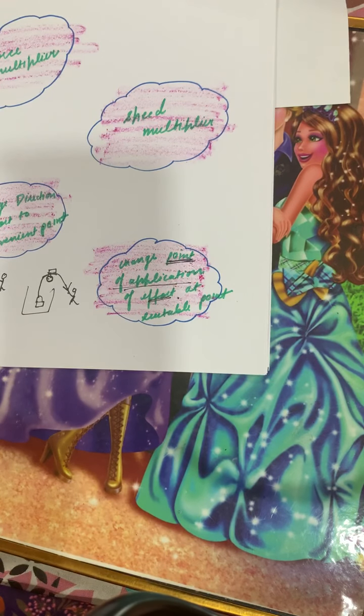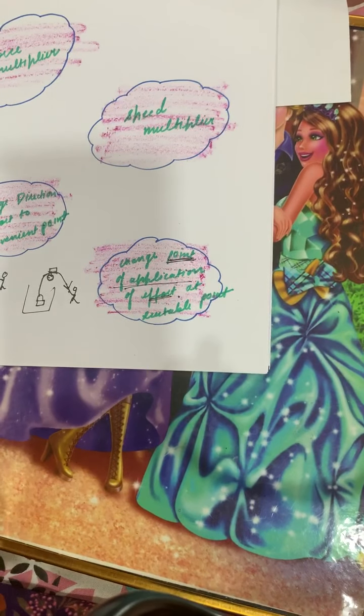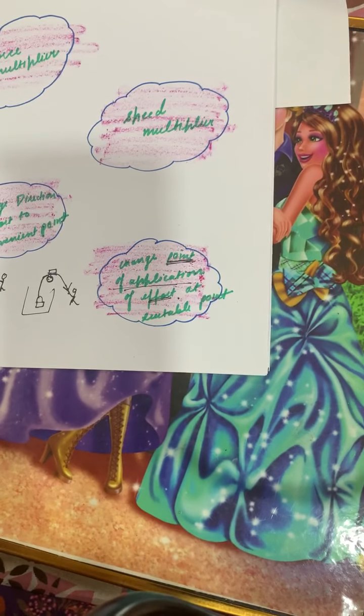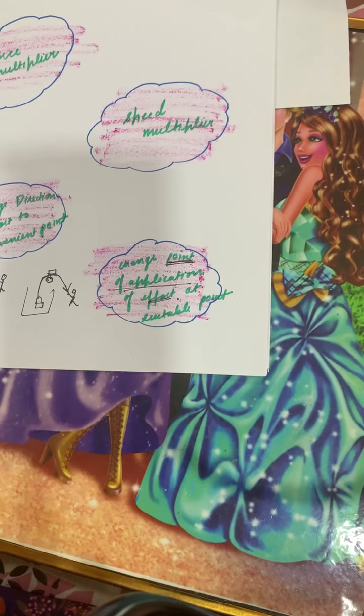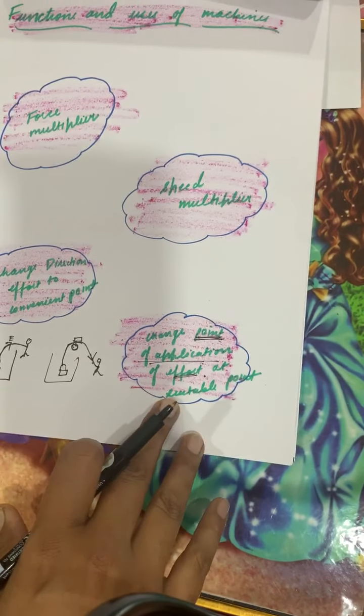Okay students, in that case the point of application of effort is changed from the pedal to the rear wheel, the back wheel of the cycle. We are applying force on the pedal, but the movement is of the rear wheel of the bicycle. So what are the four functions and uses of machines?